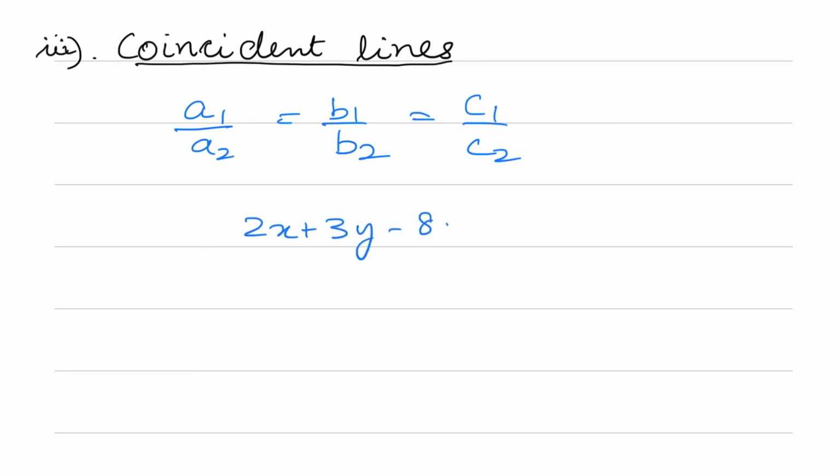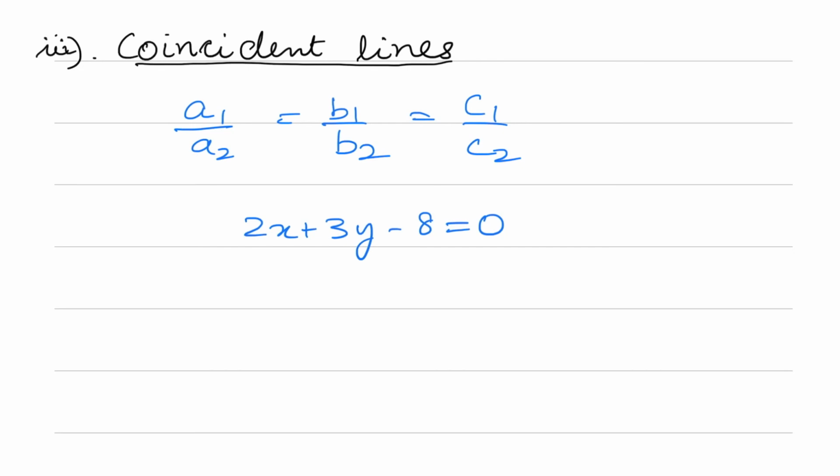Let's move to the third part. In the third part, they are asking that they should be coincident lines. So we know that if the lines are coincident, the ratio a1 by a2 should be equal to b1 by b2, which should be equal to c1 by c2. Now the first equation is 2x plus 3y minus 8 is equal to 0. So here I want everything to be the same, right?